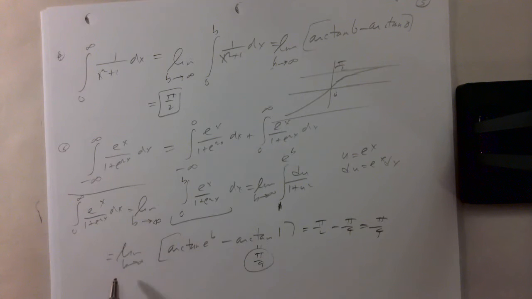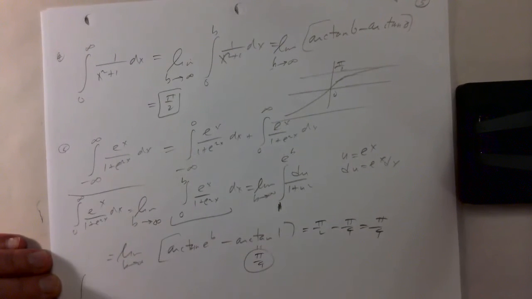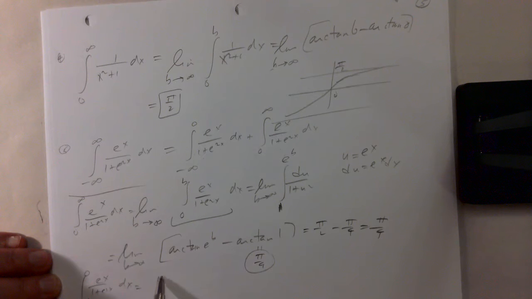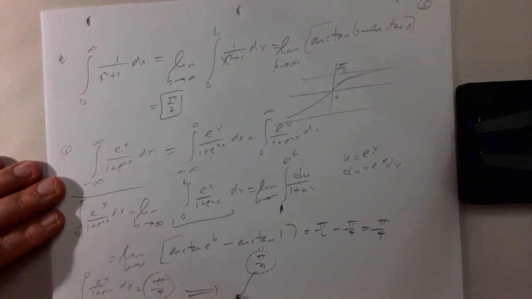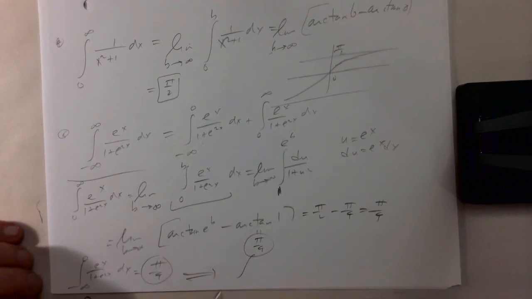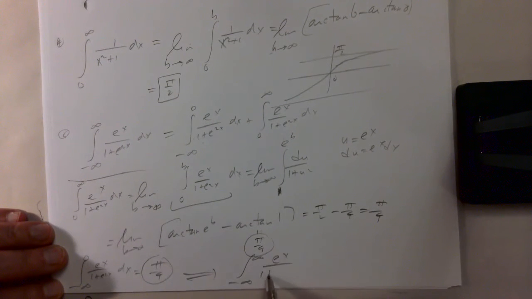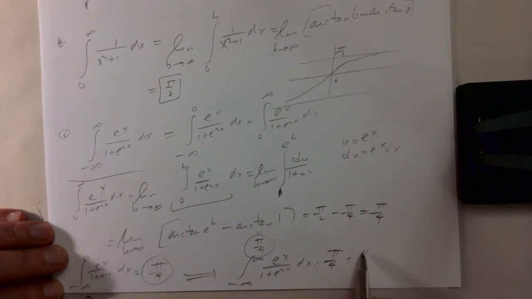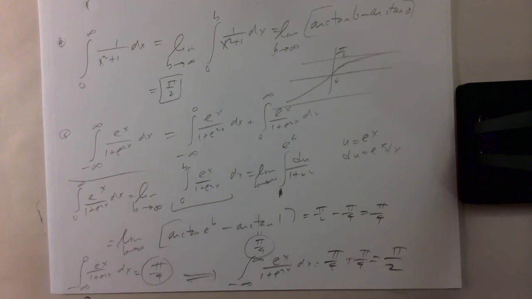And if we work out the second integral, the integral from minus infinity to zero of e to the x over one plus e to the 2x dx, it also equals pi over four. So the integral we're interested in, the integral from minus infinity to plus infinity of e to the x over one plus e to the 2x dx, is pi over four plus pi over four, which is pi over two.